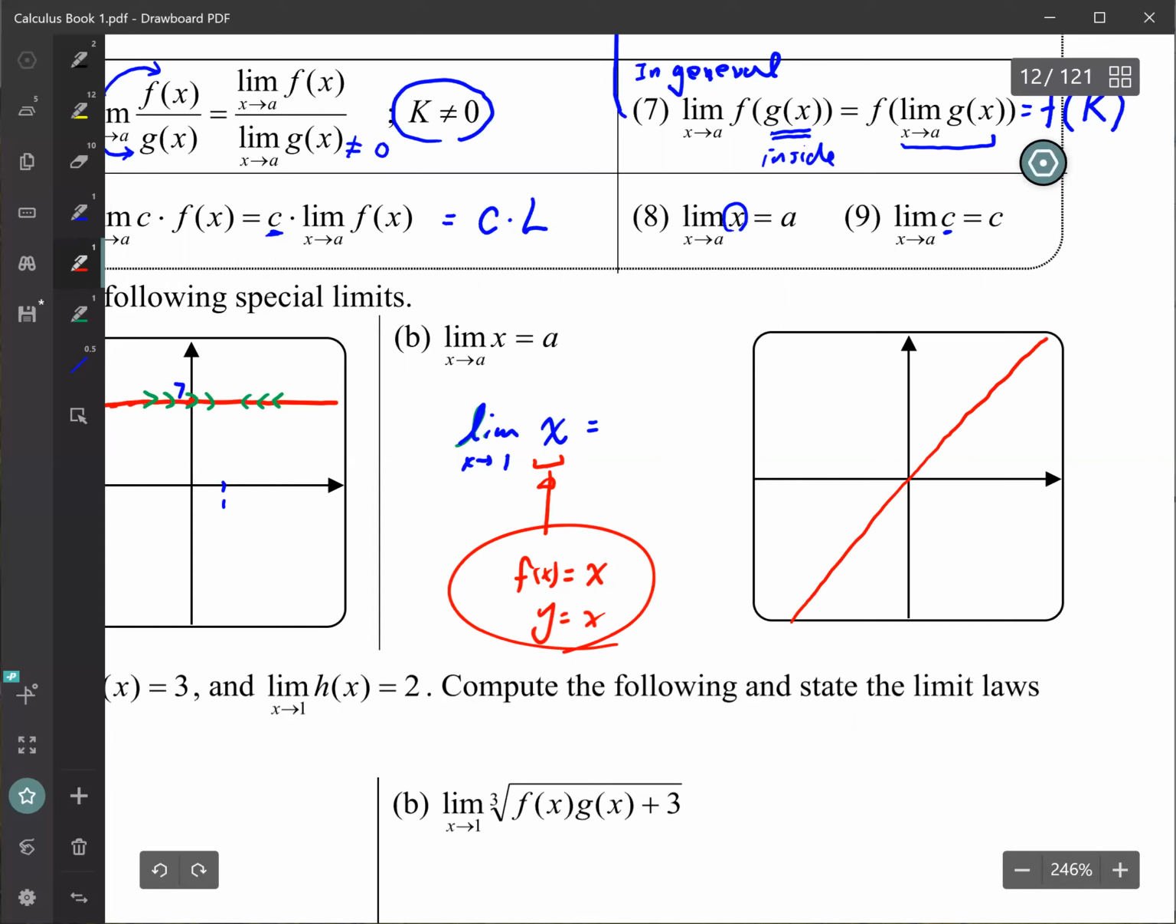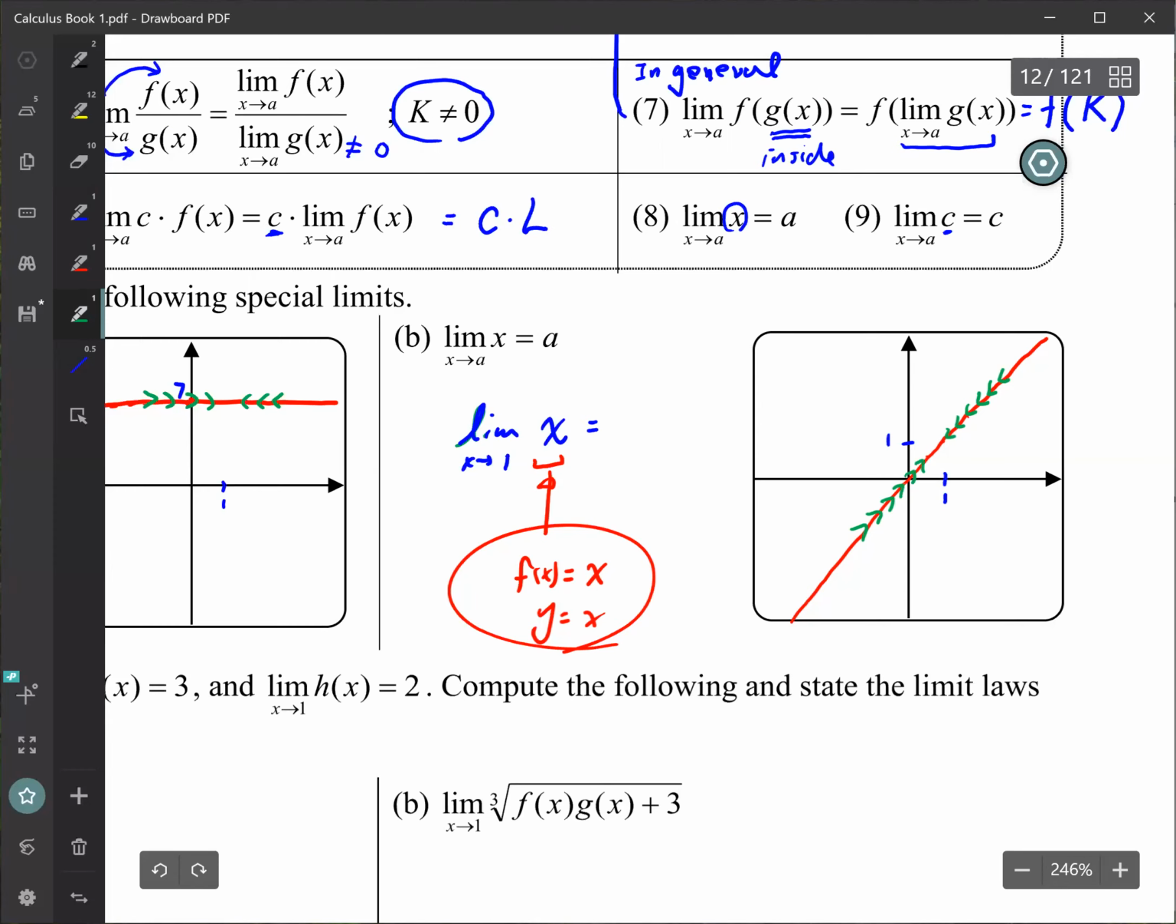Going this way. So it will be 1, 1, 2, 2, 3, 3, 4, 4, right? And then I will have 1, 1, right? We want the x to approach 1. So the arrow will be going this way, right? X is approaching 1 from the right side, and then from the left side, it will look like that.